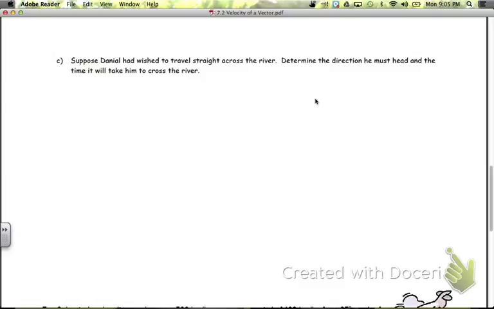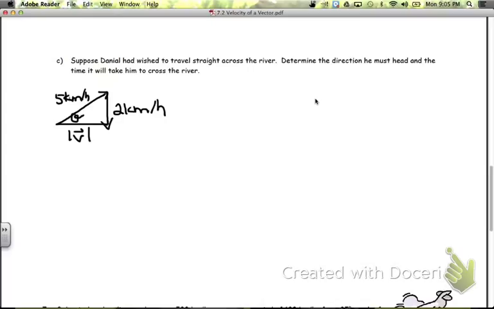Now in part C, we want to suppose that Daniel had wished to travel straight across the river. We want to determine the direction he must head and the time it will take for him to cross the river. So what we're saying is that he has a speed of 5 kilometers per hour, but we also know the downstream current, which is 2 kilometers per hour.